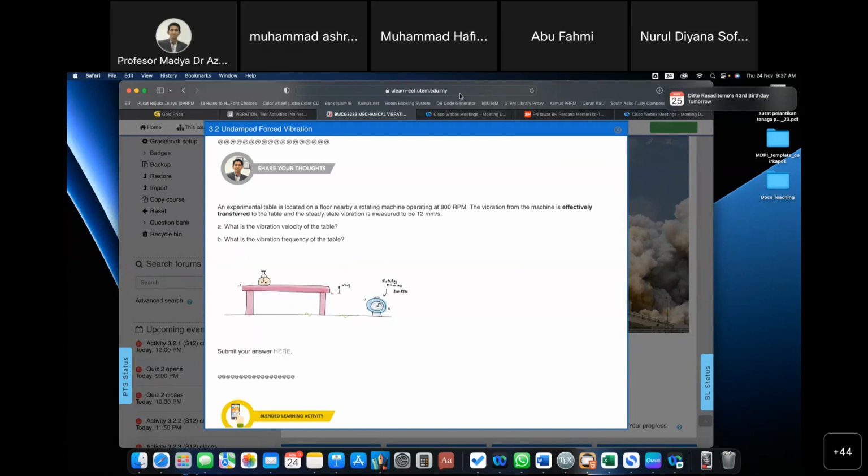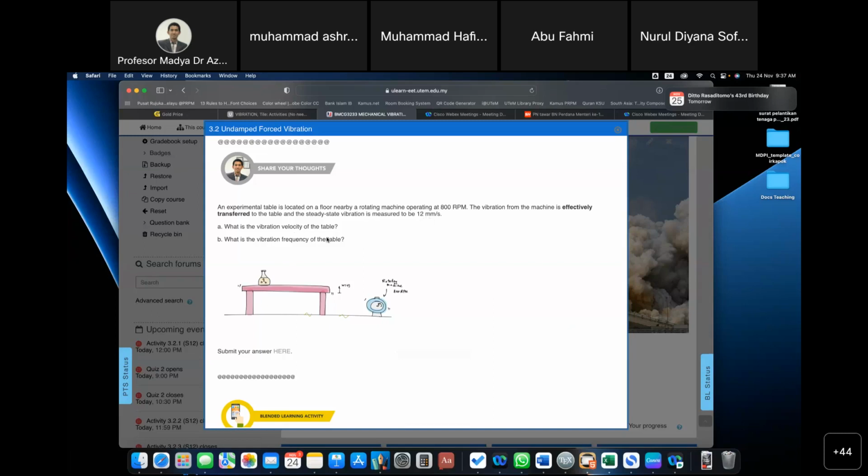Anyone can answer? What is the vibration velocity of the table? The answer is already there. You can type it in the chat. Yeah, so it is 12 millimeter per second.